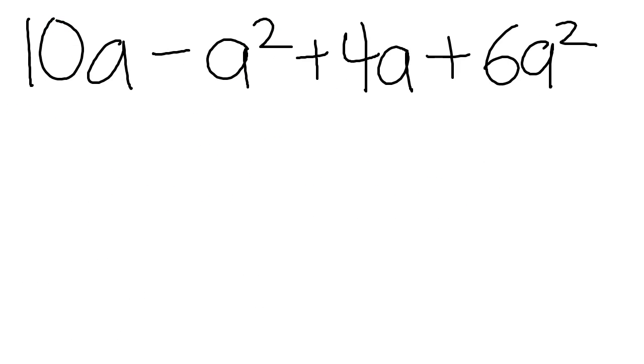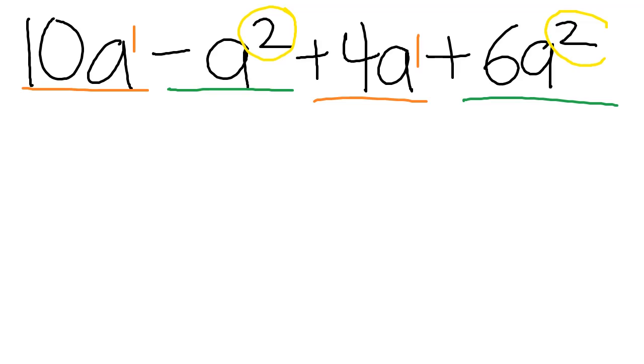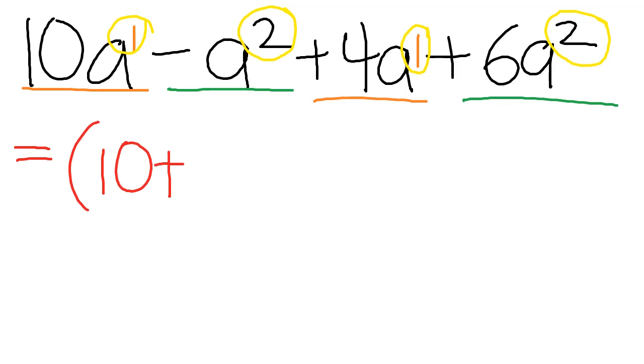Here's another question just like the one before, but here each term has a variable. So our like terms in this case are going to be 10a and 4a because they both have a variable of a, and each of these a's has an invisible exponent of 1, so their exponents are the same. Our second like terms are going to be minus a squared and 6a squared. Here we have an exponent of 2, and here we have an exponent of 1. So they're actually different. So when we add this, this would basically be 10 plus 4, and it's being multiplied by a with an exponent of 1.